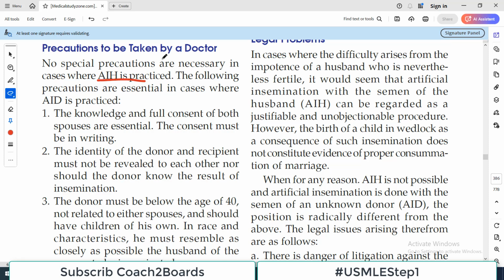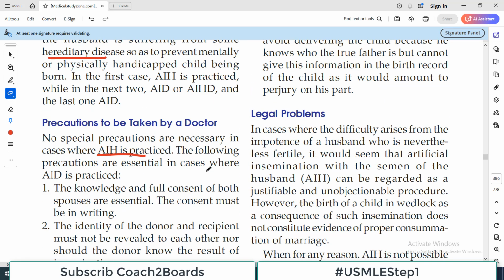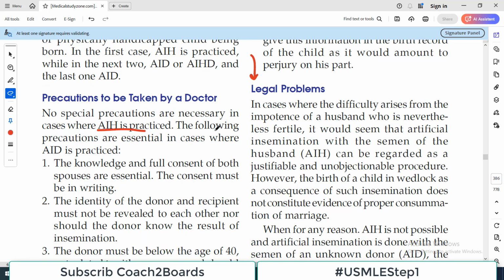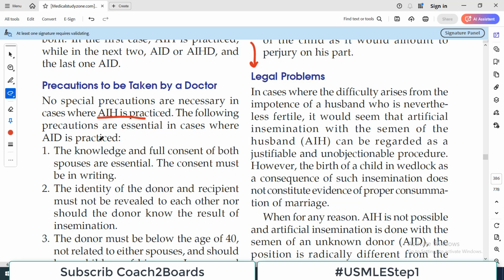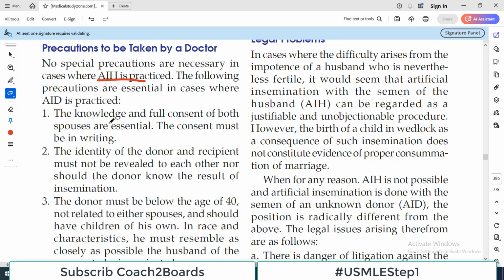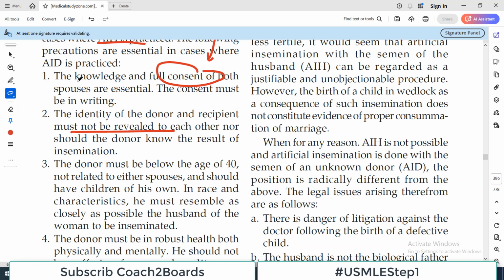The procedure is basically a simple procedure. But sometimes this simple procedure lands up in loads of legal problems. Okay, the following precautions are essential. Number one, the knowledge and full consent of both is very important. The better the consent is written, the better you will avoid legal problems later, right? The identity of the donor and the recipient must not be revealed to each other. Very important. It should not be known that Mr. X's sperm has been put into Miss Y, which is not a good thing, right?